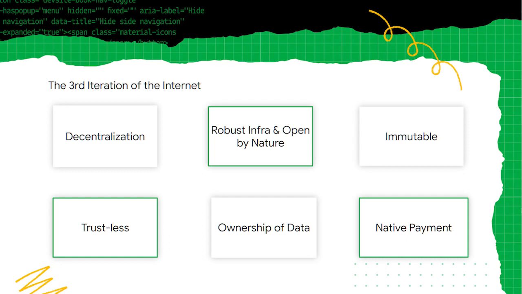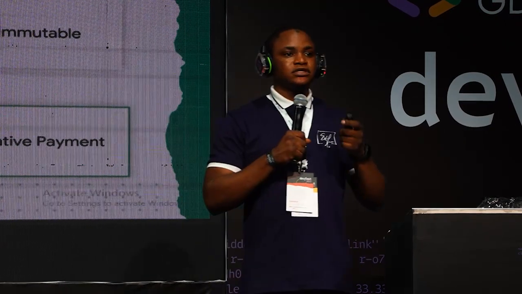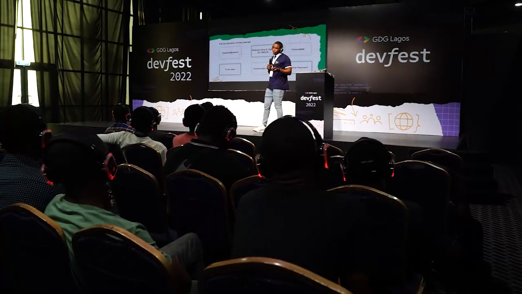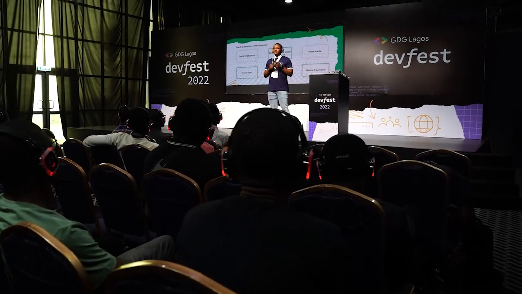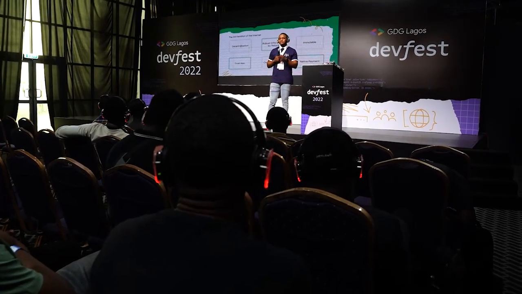Now, the third iteration of the internet, which is also regarded as Web3, comes with a decentralization approach, which is different. It means that we have tons of servers hosting the blockchain. So we have tons of nodes. Let me use the correct word, node. We can also see nodes as servers.